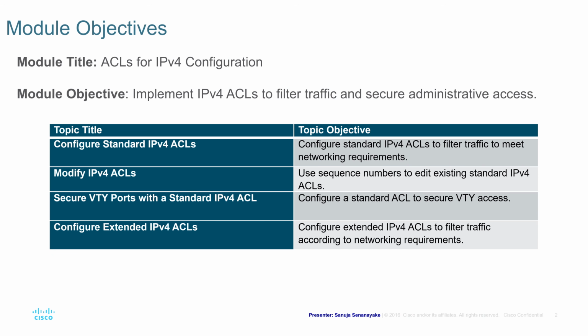The primary objective of this module is to learn how we can implement IPv4 ACLs to filter traffic and secure administrative access. We will cover how you can configure standard IPv4 ACLs, how you can modify IPv4 ACLs, how we can secure VTY ports with a standard IPv4 ACL, and how we can configure extended IPv4 ACLs.